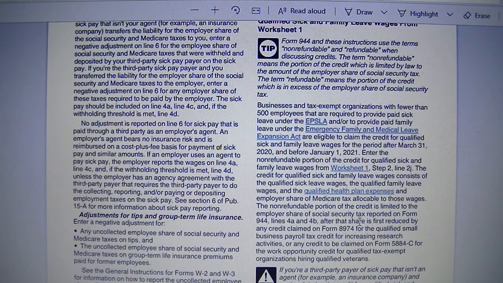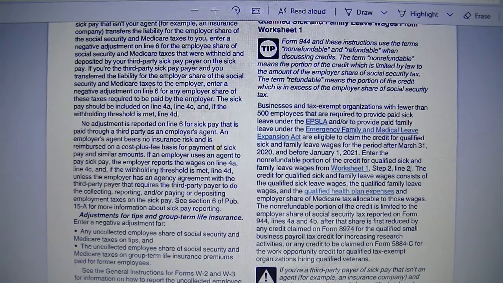After that share is first reduced by any credits claimed on Form 8974, that's the research activities credit, for the qualified small business payroll tax credit for increasing research activities, or any credit to be claimed on Form 5884-C for the work opportunity credit for qualified tax-exempt organizations hiring qualified veterans.